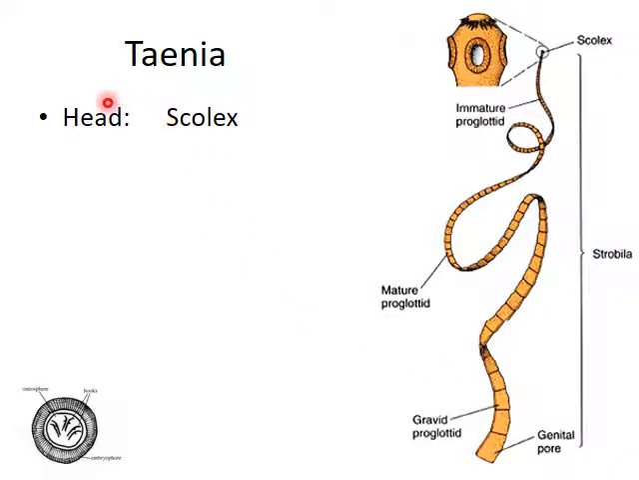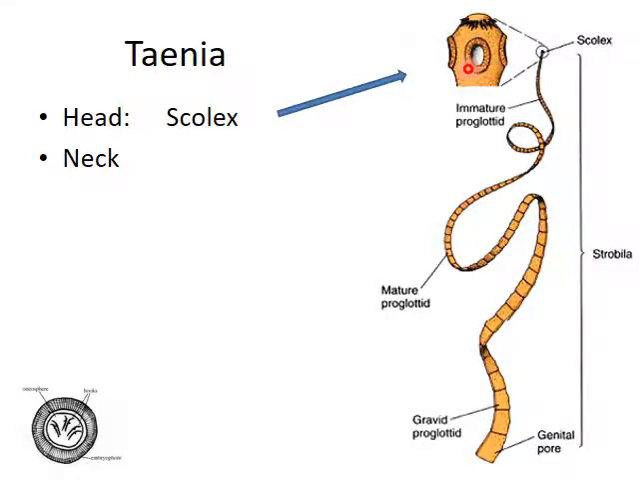Now the adult worm again consists of three parts. The first is the head, which is also called the scolex. As you can see here, the scolex of the adult worm. This head is the organ of attachment and it helps in attachment with the intestinal mucosa, and this attachment occurs with the help of these four cup like structures that are also called suckers.